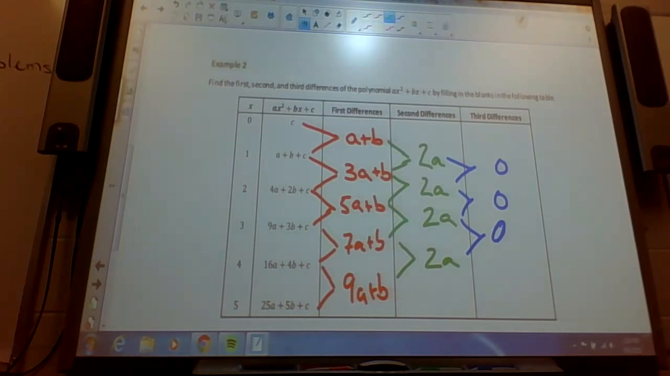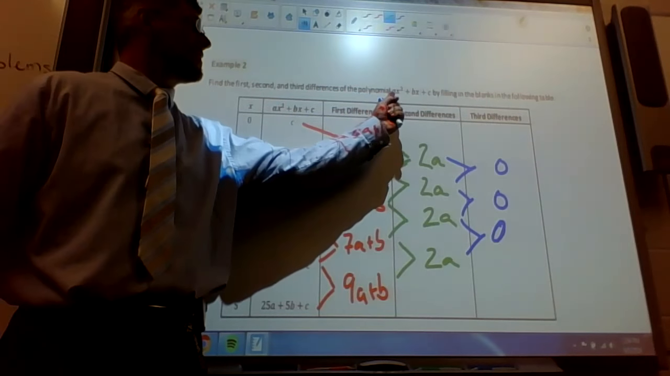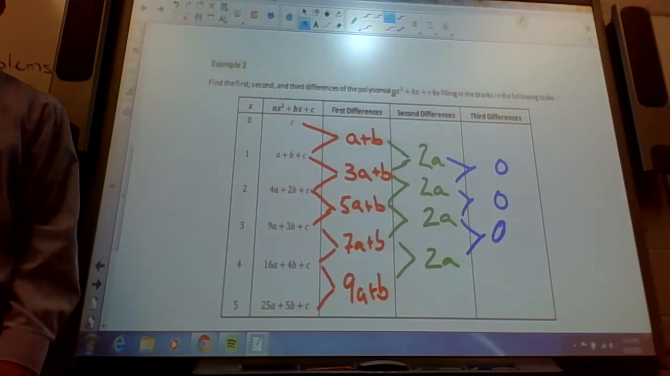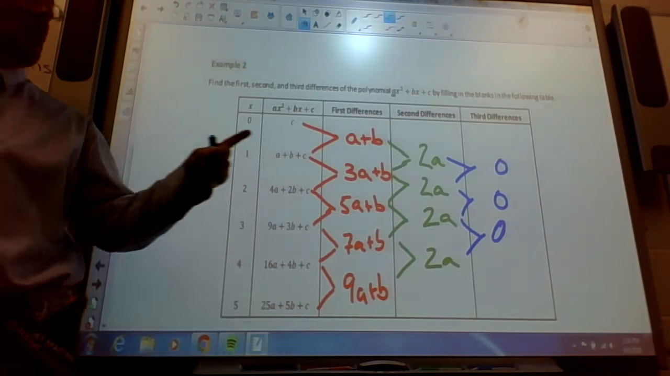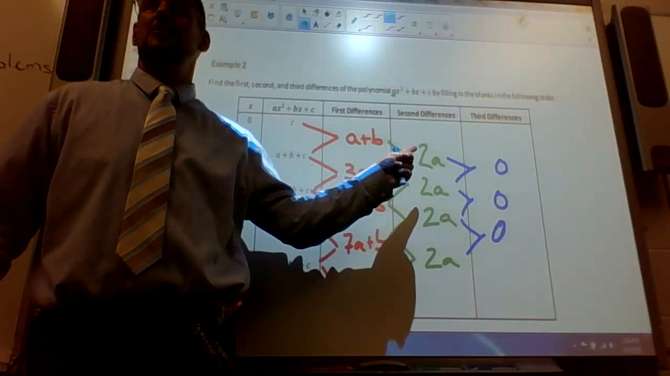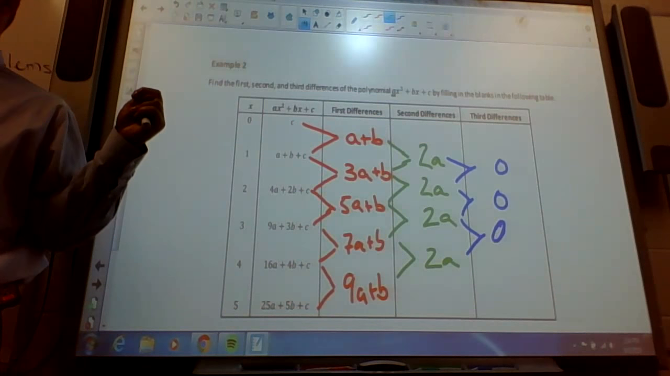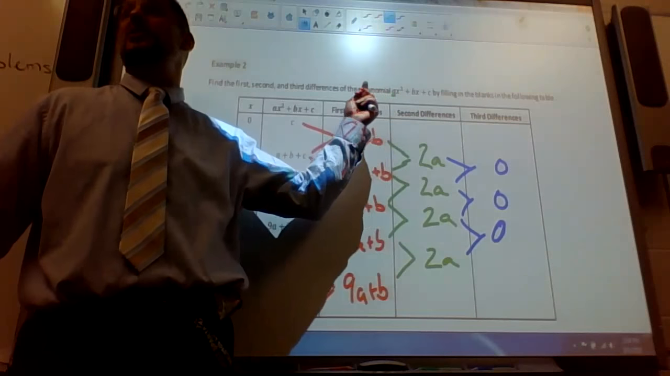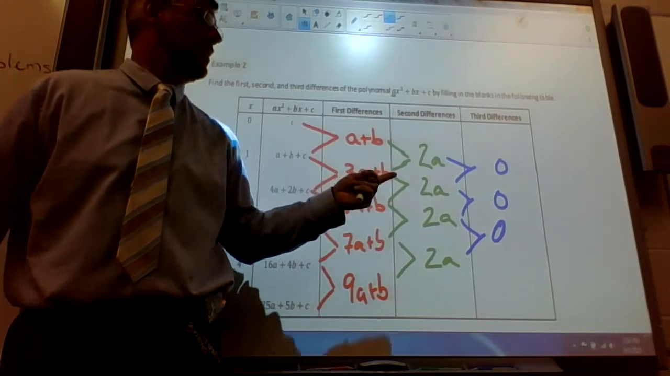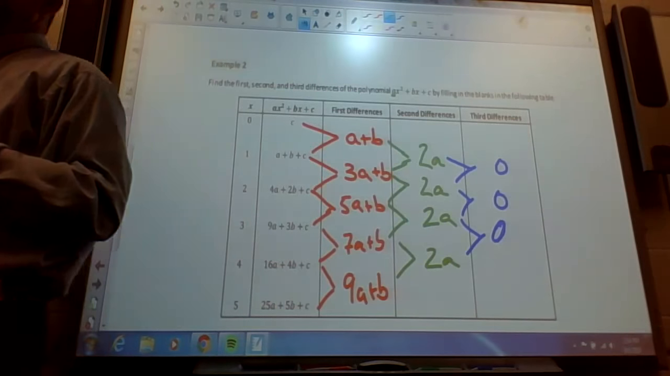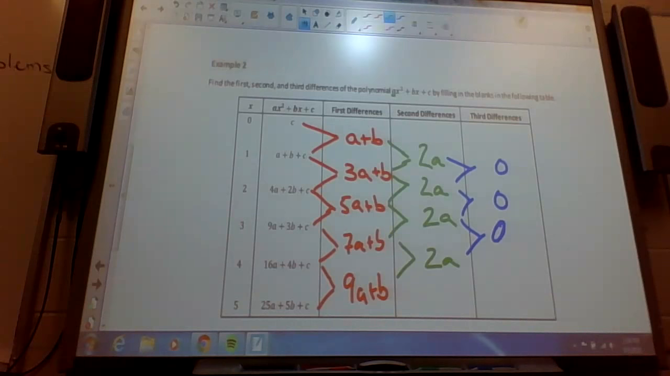Similarly, on the last page, in a quadratic, whatever this coefficient is, my second difference is always going to be 2 times that. So if this first coefficient is a 12, what's my second difference going to be? What do you think, Rose?